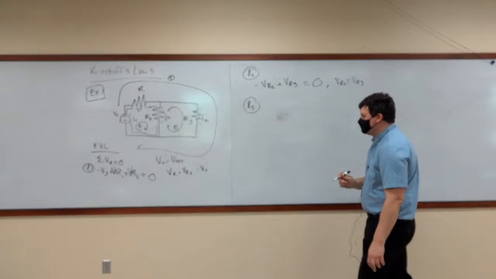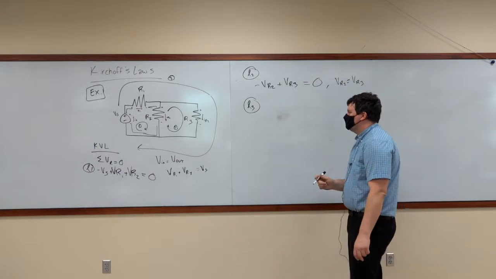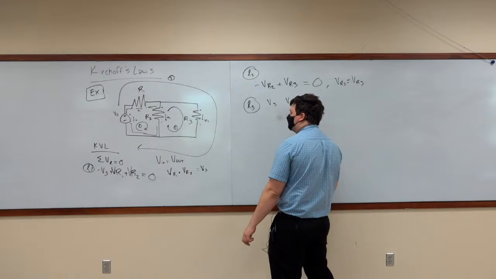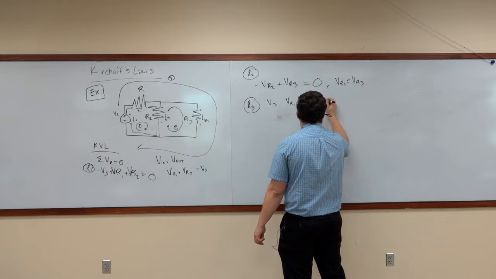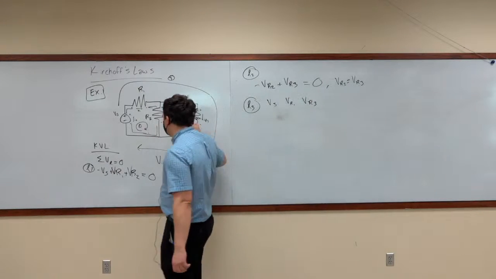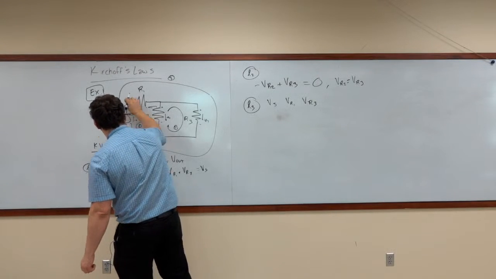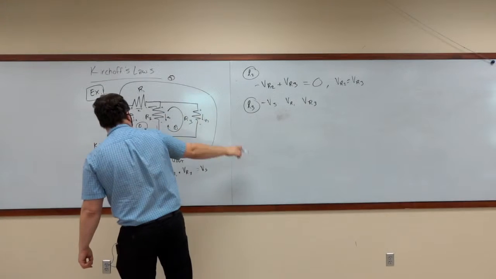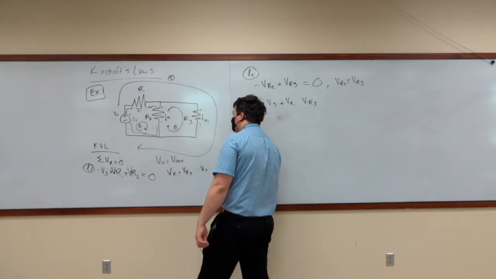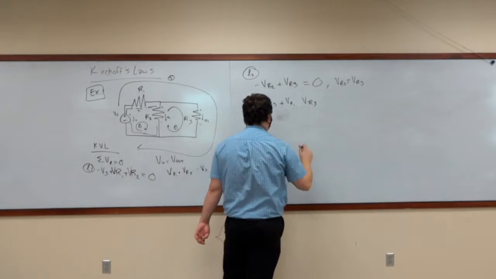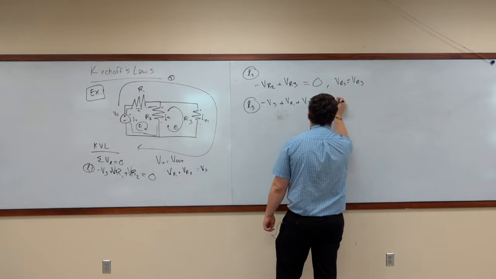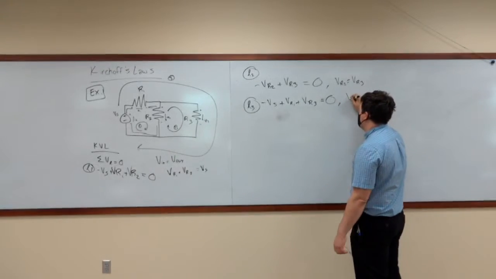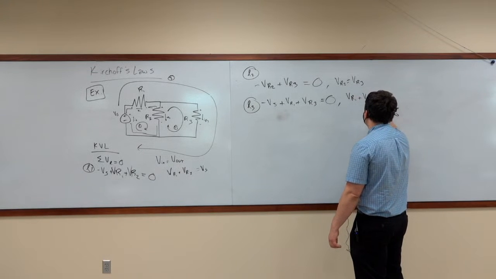In loop 3, what components do we have? We got Vs, we got VR1, and we got VR3. Okay? Now, as we go around the loop, we come to the negative end of Vs, we come out the positive end, that makes this a negative. We come to the positive end of R1, we come out the negative end, that makes this a positive. And then we come to the positive end of VR3, and we come out the negative end, which makes that one. We can rewrite this equation using this to say that VR1 plus VR3 is equal to Vs.